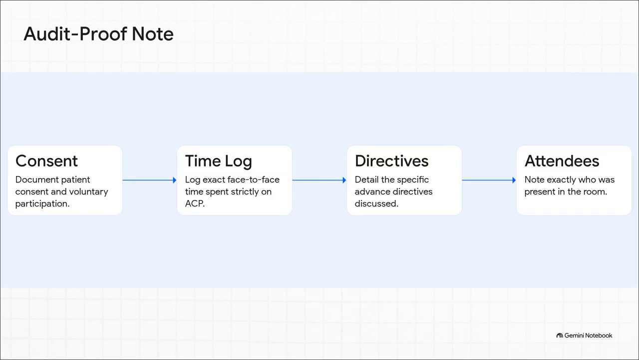So how do we fix this? Well, a compliant note for every single ACP encounter really comes down to 4 straightforward steps. Step 1, document the patient's consent and voluntary participation. Step 2, log the exact cumulative face-to-face time spent strictly on ACP. Step 3, detail the specific advance directives you actually discussed. And Step 4, note exactly who was present in the room, whether that's the patient, their family, or an authorized surrogate. Doing this paints a perfectly compliant picture of medical necessity.